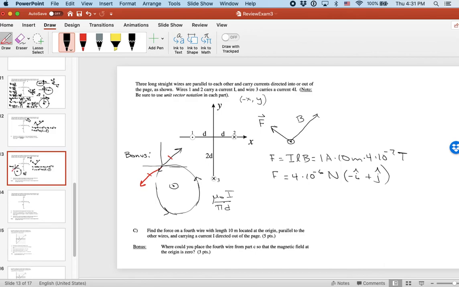So in order to have the same magnitude here, I need to set this equal to mu naught I over 2 pi r. What I'm really doing is setting the denominators equal. So I'm going to say 2 pi r is equal to pi d. And so r then is going to equal d over 2. So for that to be true, I'm going to need to be d over 2 away, which means this distance is going to have to be d over 2.